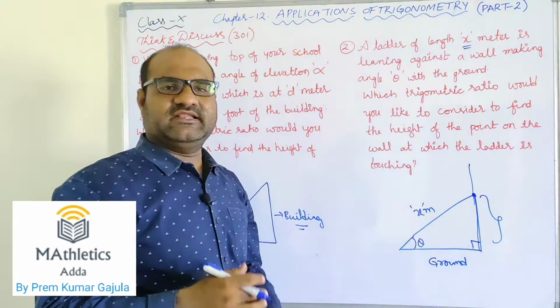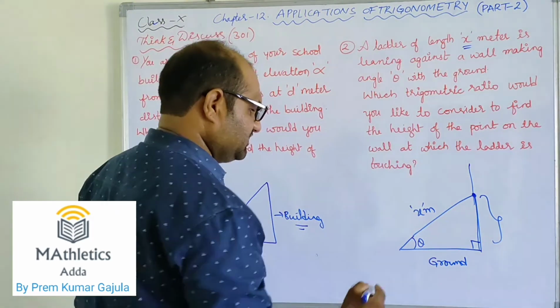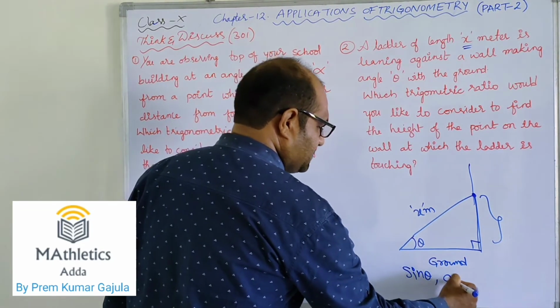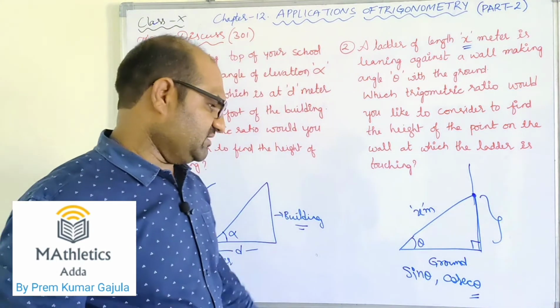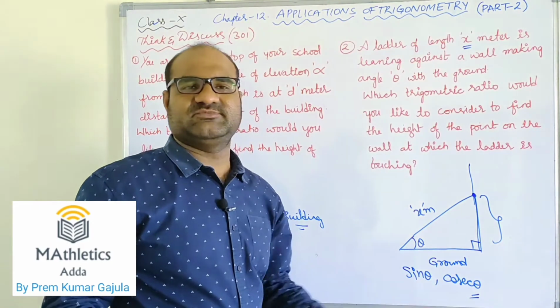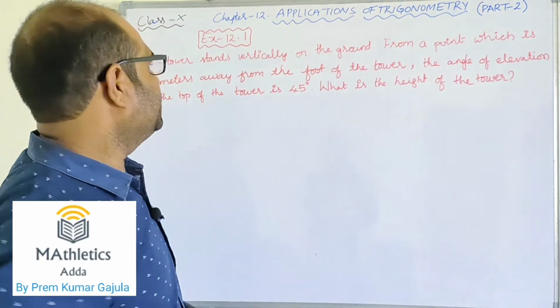So opposite side and hypotenuse combination, how many trigonometric ratios are there? Two are there. They are sine theta and cosecant theta. So which can we apply? Sine theta and cosecant theta. Why? Because sine theta is equal to opposite by hypotenuse and cosecant theta is the reciprocal. That's it. Now let us see the exercise questions.